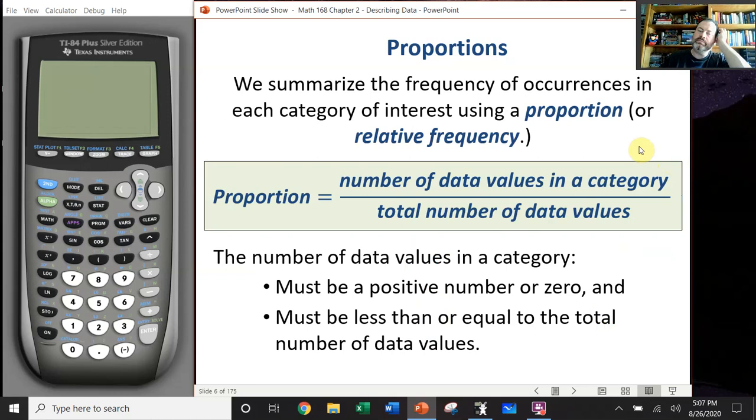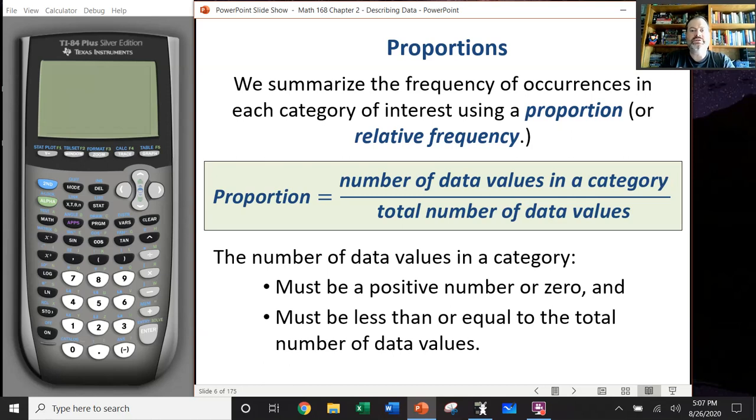So what we want to do is compute the proportion of people in each category. So again, it's called a proportion or a relative frequency. And the way you compute a proportion is you take the number of data values in a category and you divide by the total number of data values.